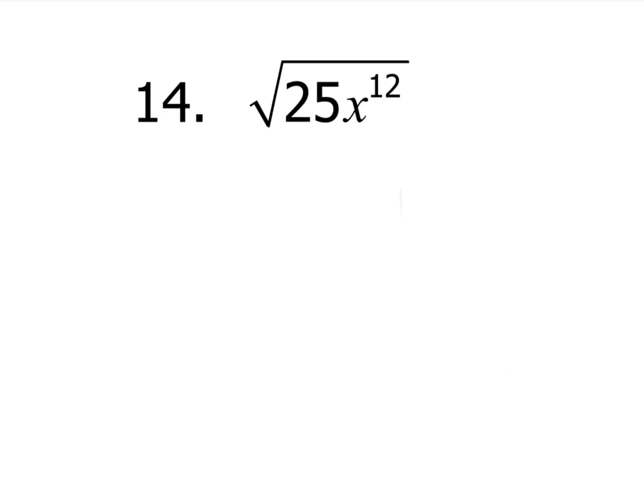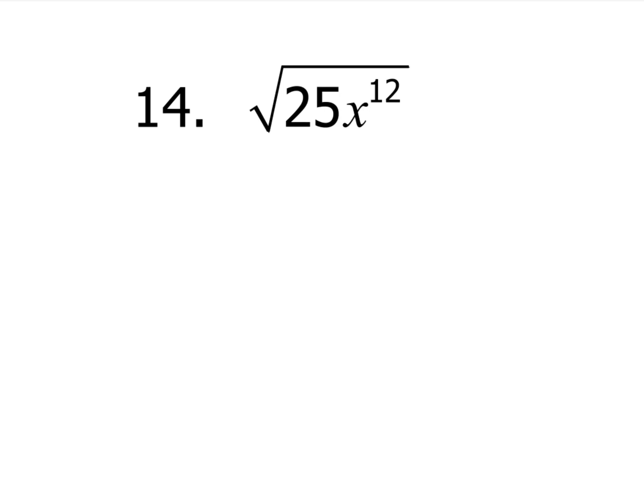Same thing on 14. Right here, you have exponents and you have whole numbers. So what I would do is I would do one at a time. Okay, let's focus on the 25 first. Your goal is groups of 2. 25 breaks down to 5 times 5. And so I know that the 5s are going to come out. Okay, that's going to be easy.